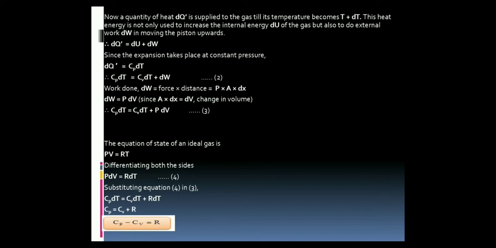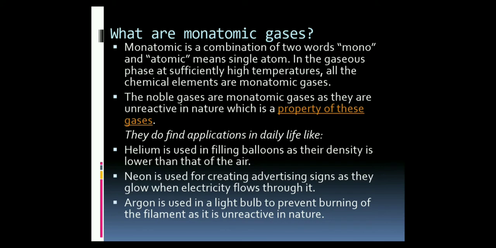Moving further, we are going to talk about monoatomic gases. Now, what are monoatomic gases? Monoatomic is a combination of two words, mono and atomic, meaning single atom. In the gaseous phase at sufficiently high temperature, all the chemical elements are monoatomic. The noble gases are monoatomic gases as they are unreactive in nature, which is a property of these gases.